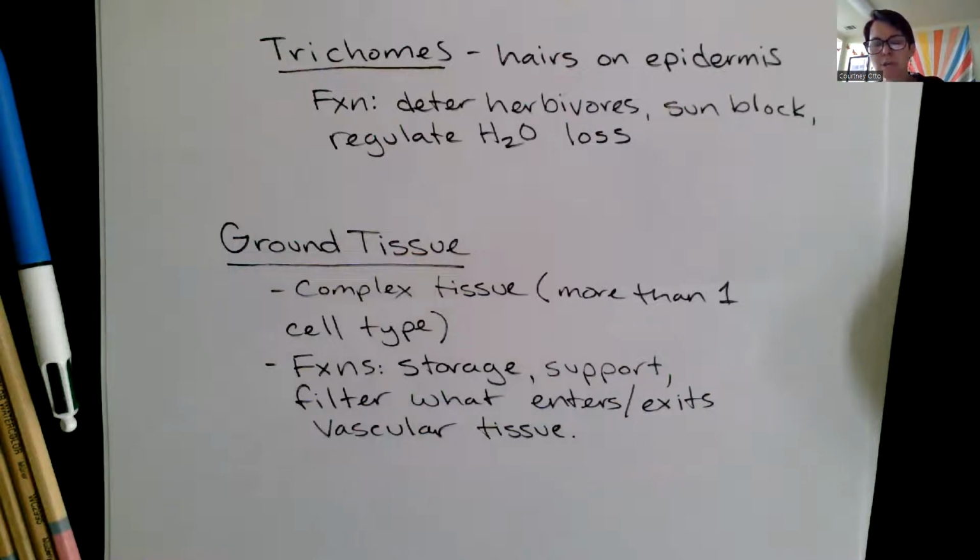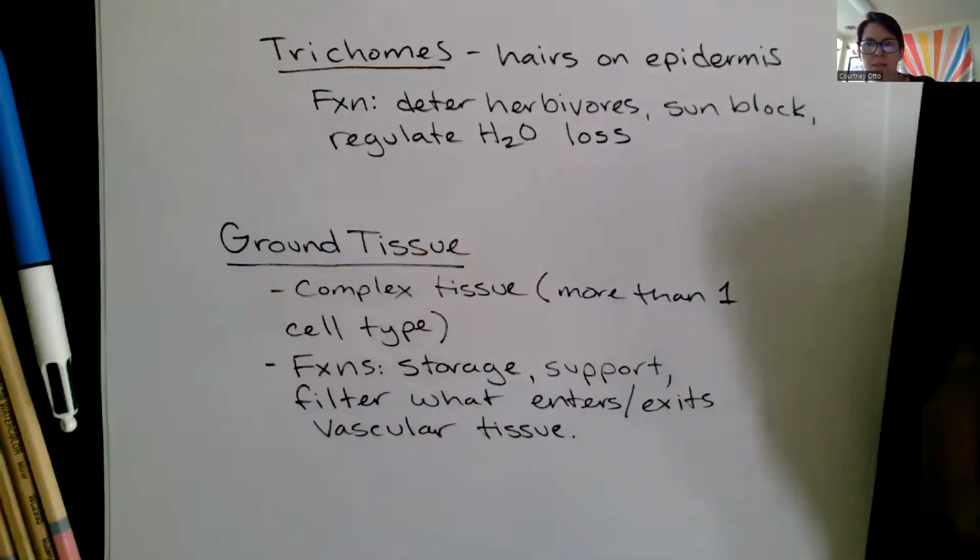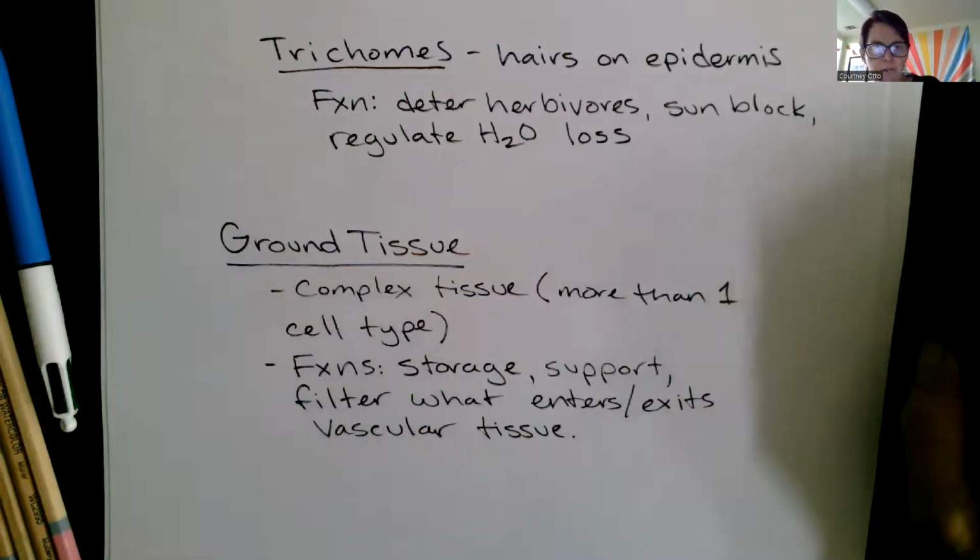And so plants can somewhat limit what can get in or out of that vascular tissue system by features of the ground tissue. And we'll see that as we move through the plant body, as we move into roots and stems and leaves in the coming days. All right, let's peek at some ground tissue really, really quick.